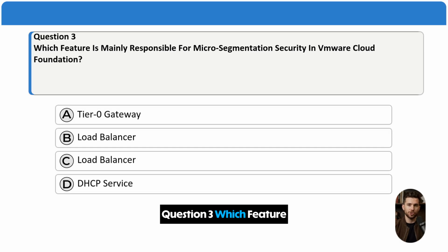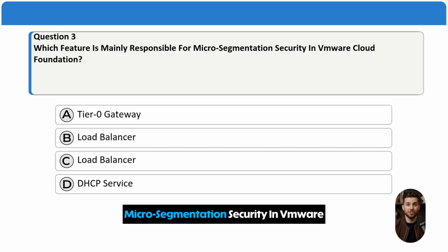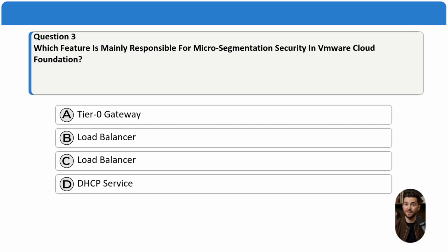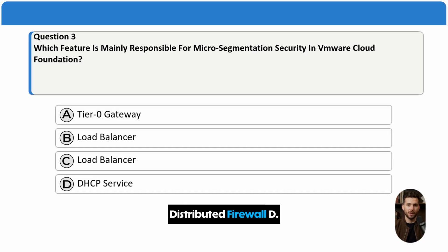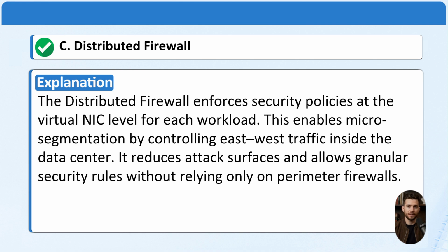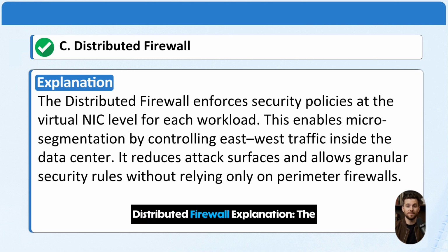Question 3. Which feature is mainly responsible for micro-segmentation security in VMware Cloud Foundation? A. Tier 0 gateway. B. Load balancer. C. Distributed firewall. D. DHCP service. Correct answer, C. Distributed firewall.